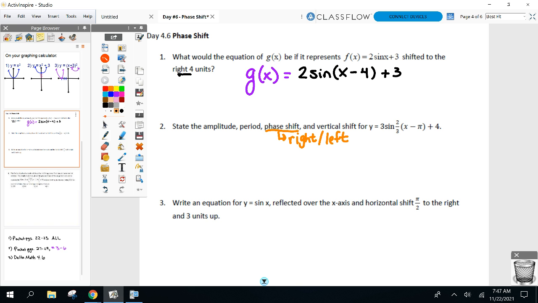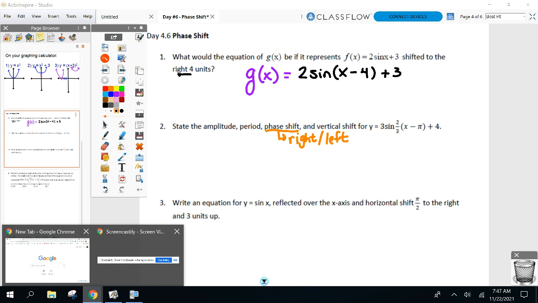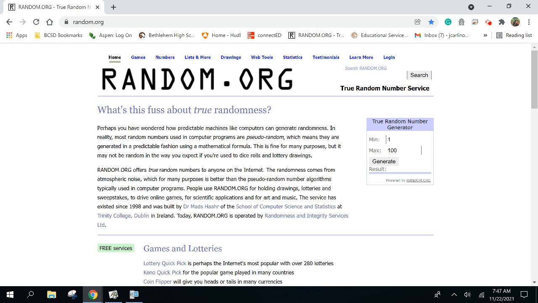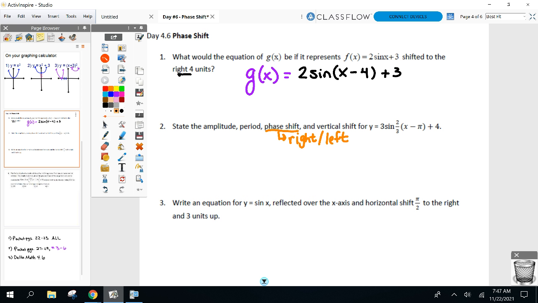All right, you guys ready? Let's start going with the numbers. 13 it is. All right, first question, what's the amplitude?